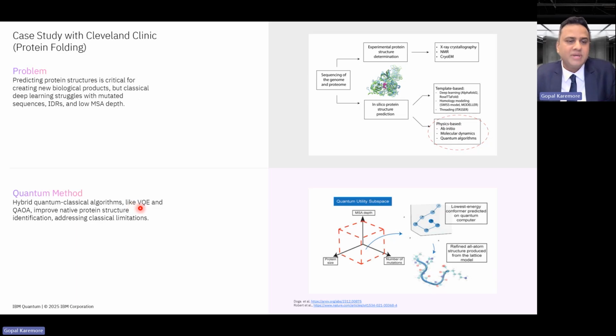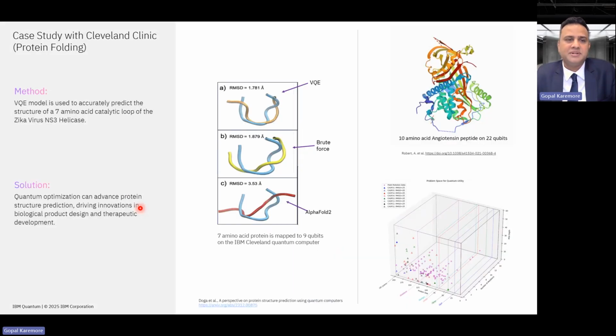And this is where we propose the QAOA method, VQE methods for protein structure prediction. So this is a result from Cleveland Clinic. We have predicted the structure of a 7 amino acid catalytic loop of Zika virus. As you can see, the result of AlphaFold is far away from the ground truth, as compared to our VQE algorithm, where the error is less as compared to AlphaFold and also the brute force method using Gurobi.